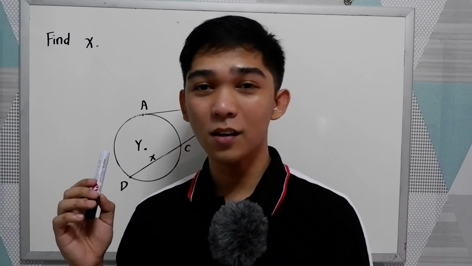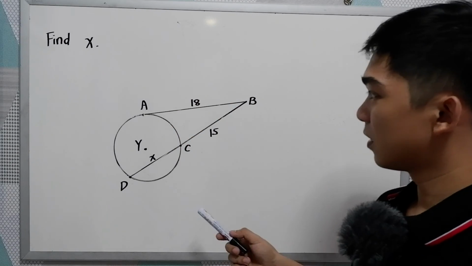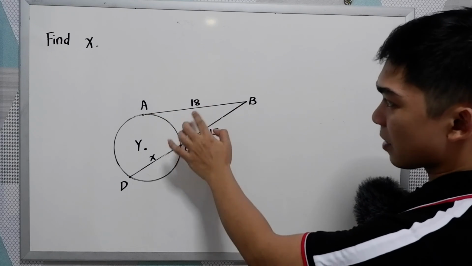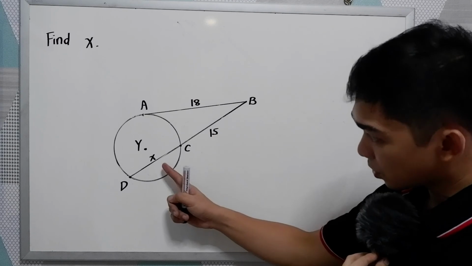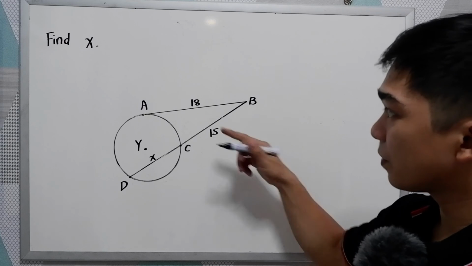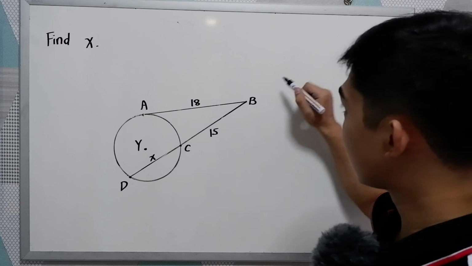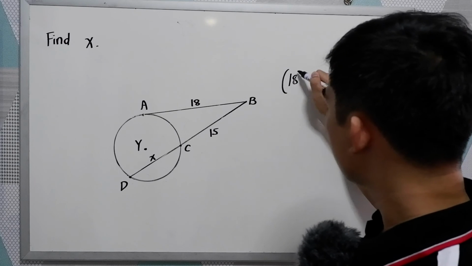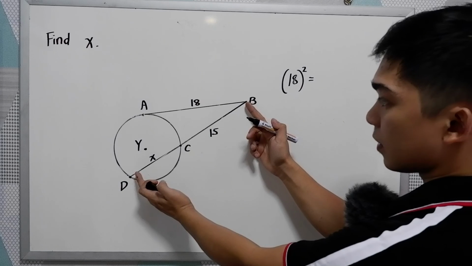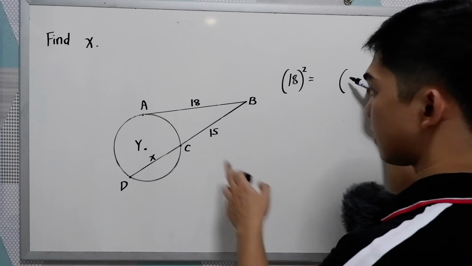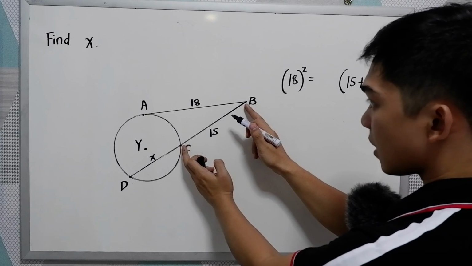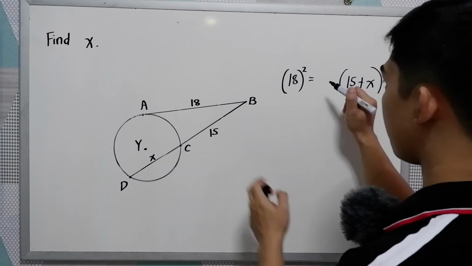Our second example, find x. So you study the circle. We have a tangent segment and a secant segment. So x is located here. Following our theorem, we have the tangent segment, so 18 squared is equal to the total length. The total length is 15 plus x times the external part, which is 15.